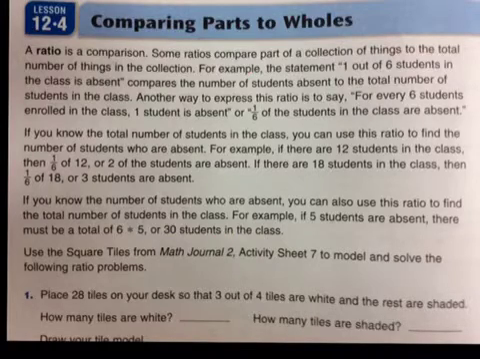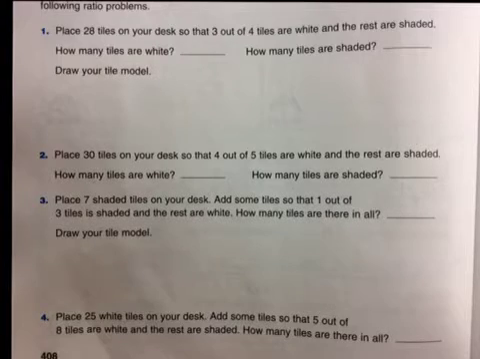Okay, let's take a look. We're not going to use the square activity sheet in the back. We're simply going to use fractions to solve questions 1 to 3. Okay, we can draw 28 tiles if you like. It's saying place 28 tiles on your desk. 3 out of 4 tiles are white. Okay, we're going to work with the white. 3 are white. And the rest are shaded. How many tiles are white?